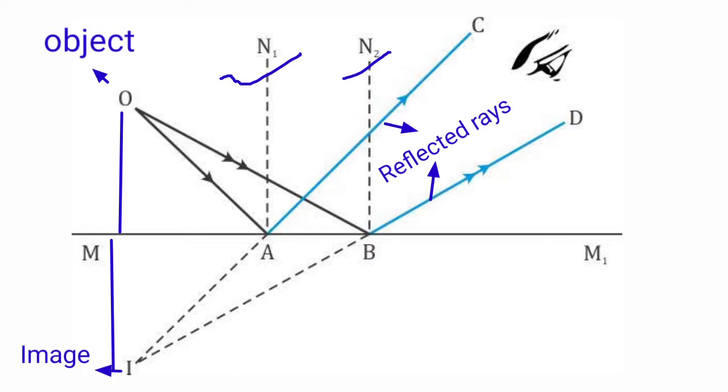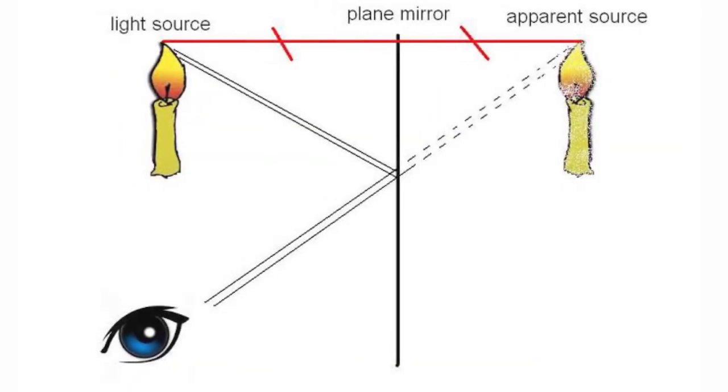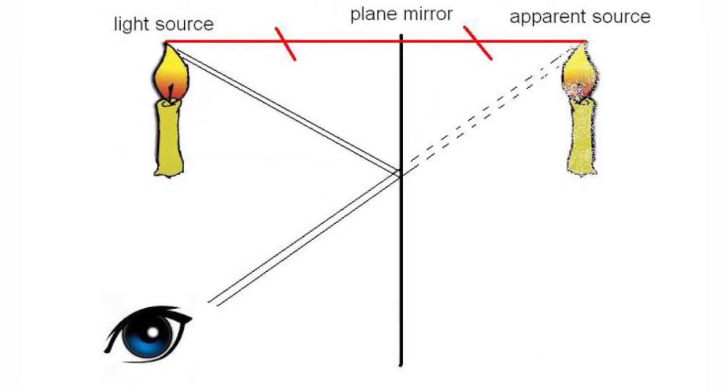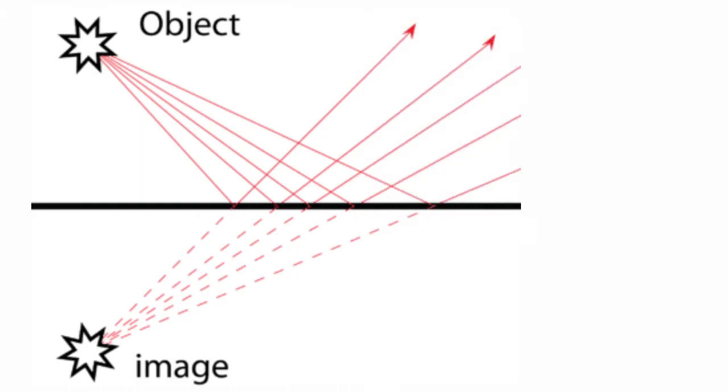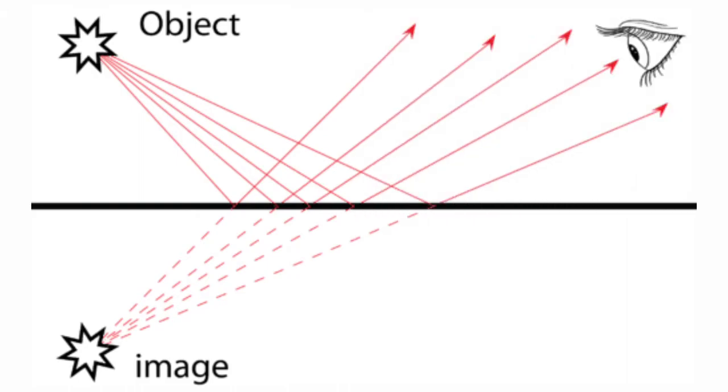So now you see a few examples of how the image is formed by a plane mirror. See this picture, this is the image of a candle, this is the image of a simple object. So what are the characteristics of the image formed by a plane mirror?